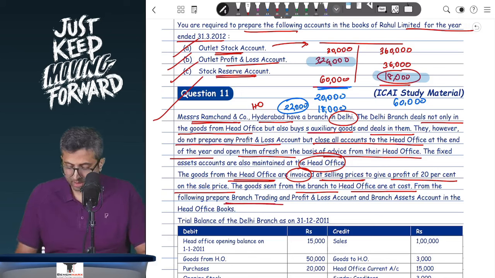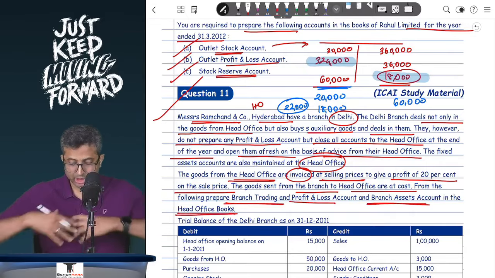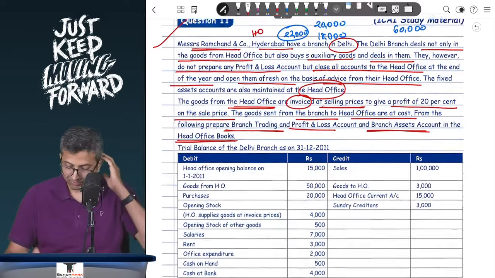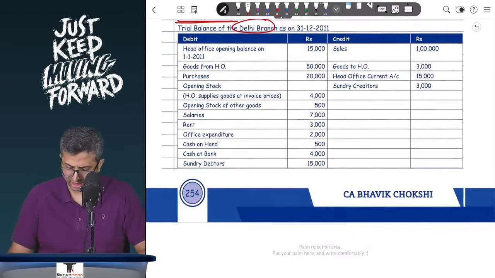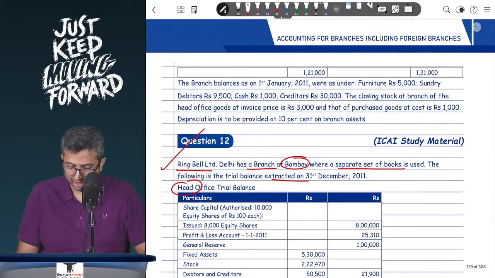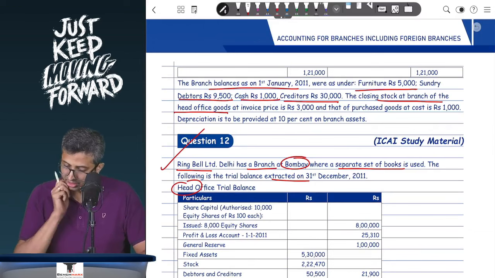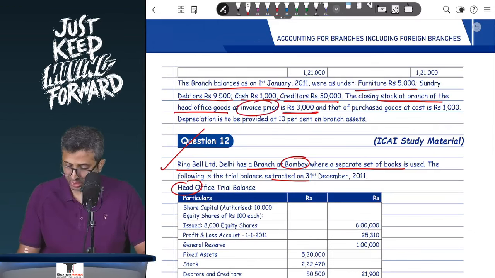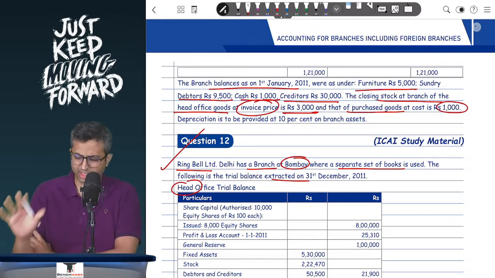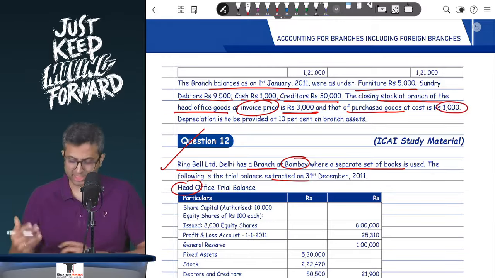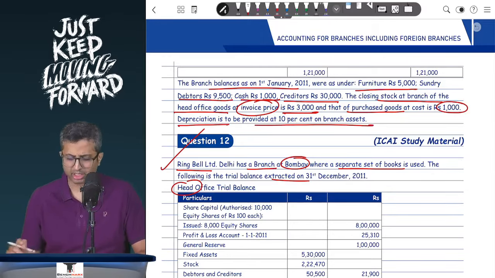From the following, prepare a branch trading and profit and loss account and the branch assets account in the head office books. So I think this is all prepared in the head office books. The trial balance of the Delhi branch is entirely given to you. You have branch balances on 1st January for furniture, debtors, cash, creditors, and the closing stock at the branch. At the head office, invoice price is 3,000 and that of purchased goods is 1,000. So goods that are purchased directly by the branch are at its cost, but this 3,000 is at invoice price. Depreciation is to be provided at 10% on branch assets.